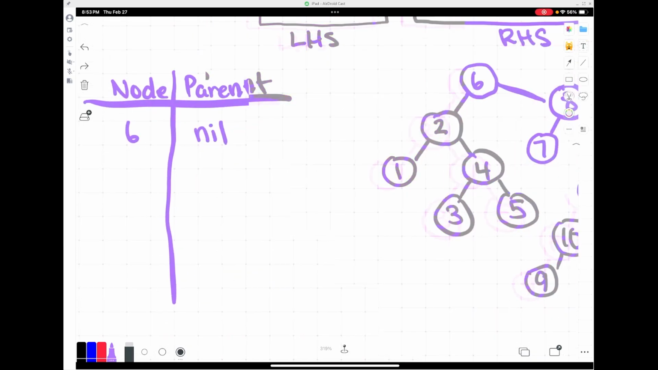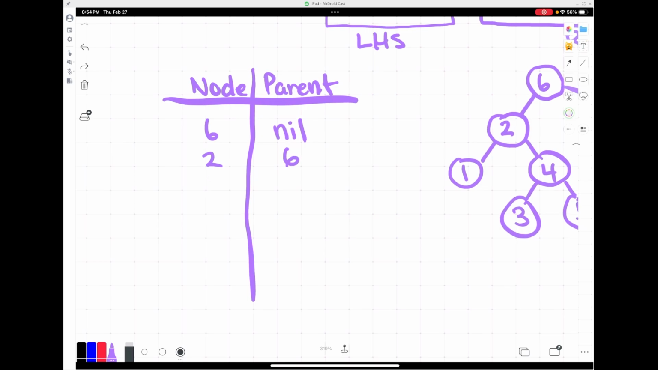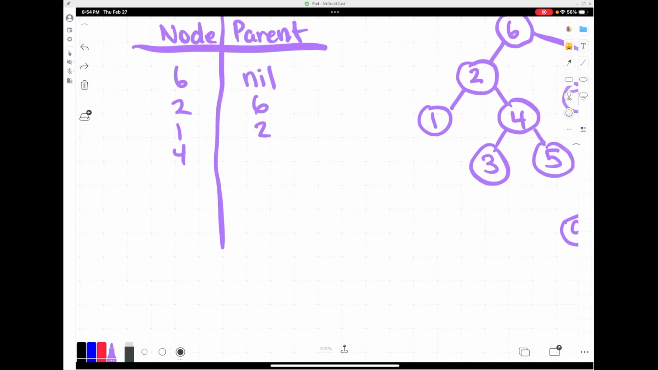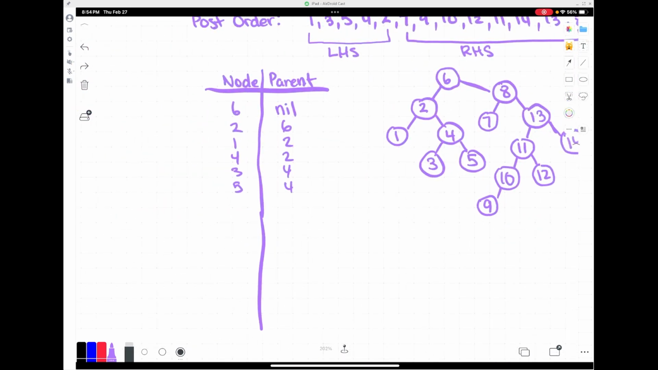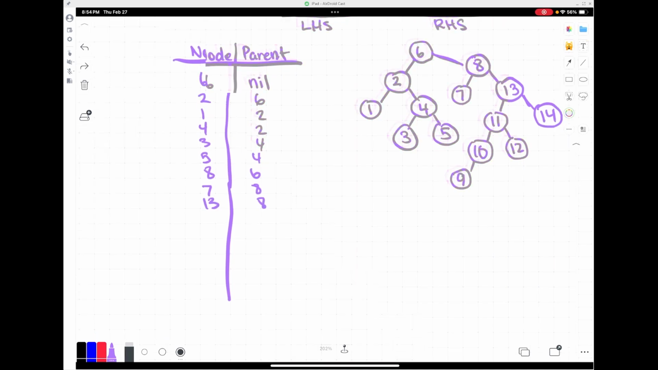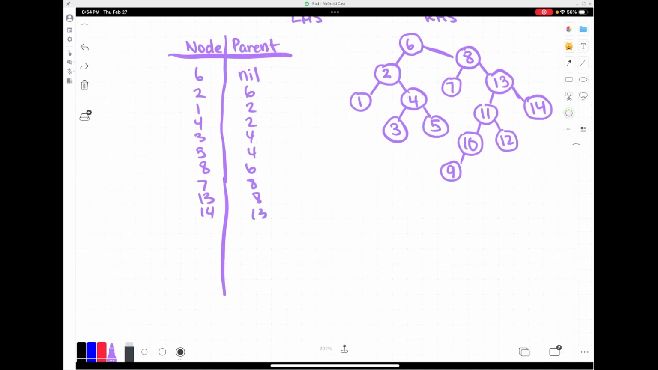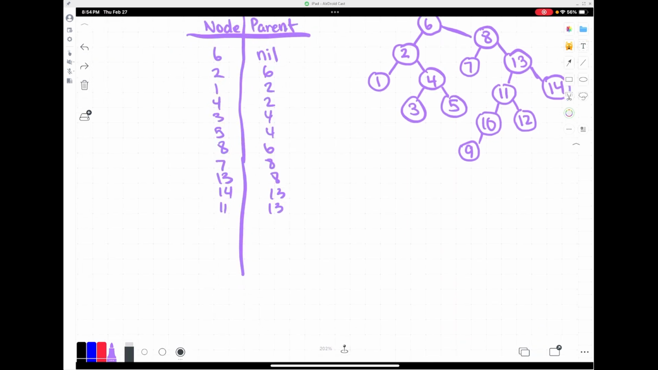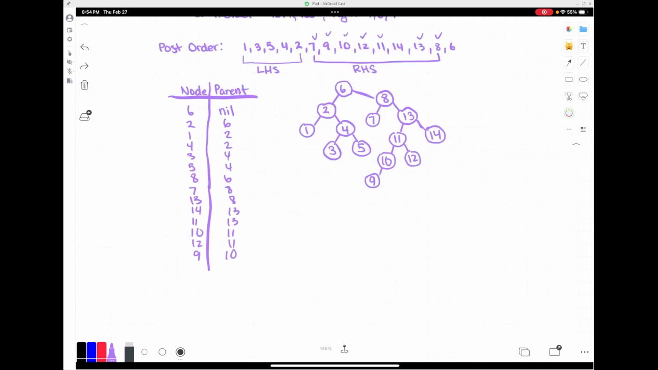And then we're gonna go to number 2. Parent is 6. 1. Parent is 2. And then we'll go to 4. Parent is 2. 3. Parent is 4. 5. Parent is 4. Then we can go to the other ones. We can go to 8. Parent is 6. 7. Parent is 8. 13. Parent is 8. 14. Parent is 13. 11. Parent is 13. 10. Parent is 11. 12. Parent is 11. 9. Parent is 10. So this should be our answer.